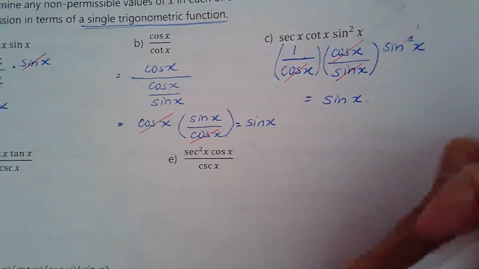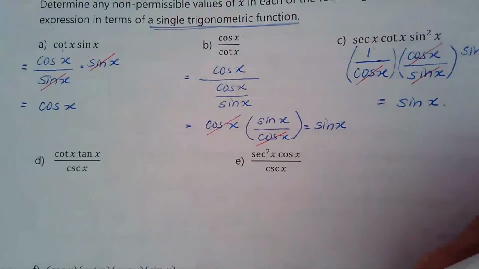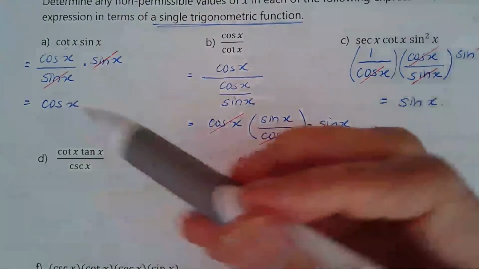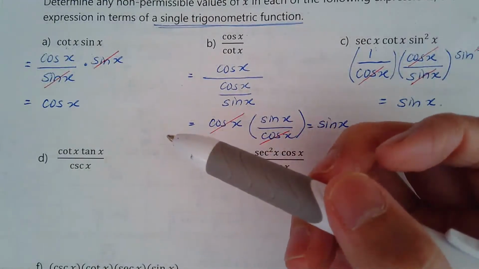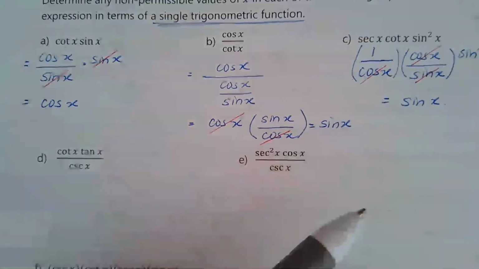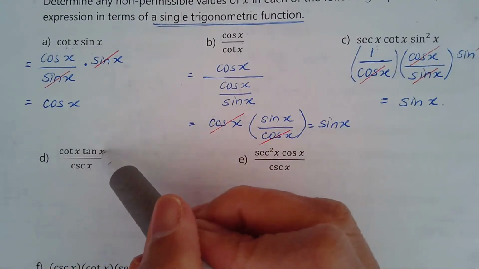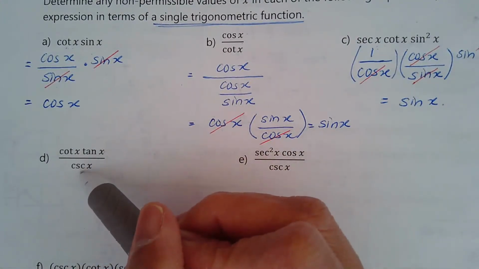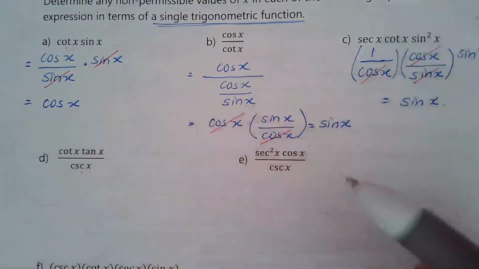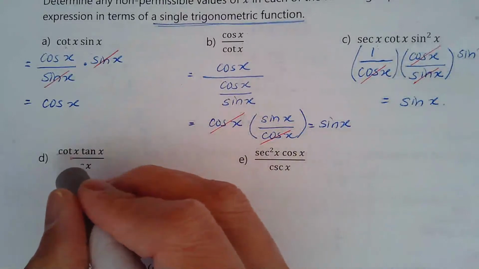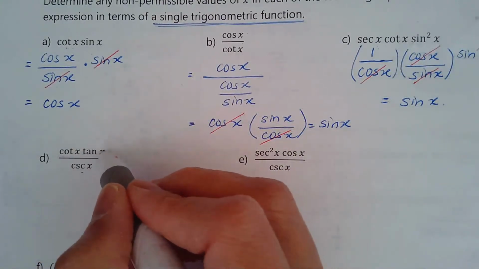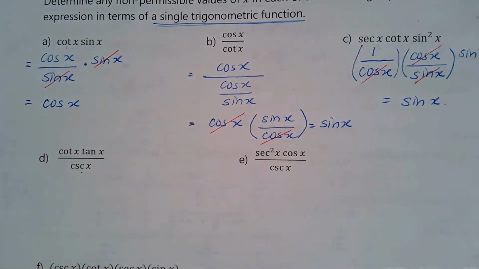Okay, we'll do 3 more, sorry, 3 more. Cotangent of x times tan of x divided by cosecant of x. Okay, this is going to be interesting. So let's see here. Cotangent of x times tan of x.